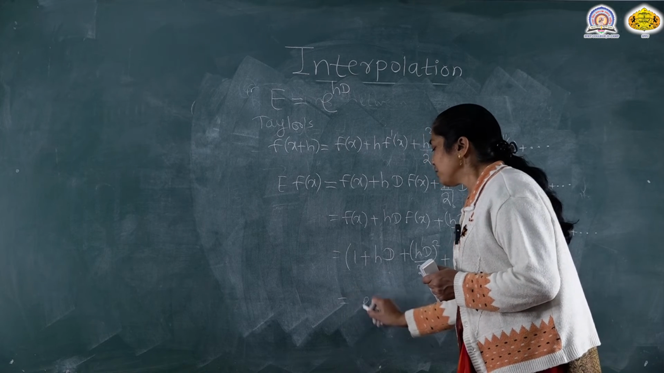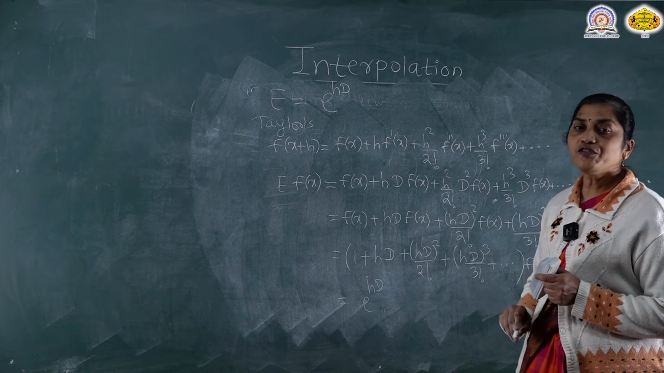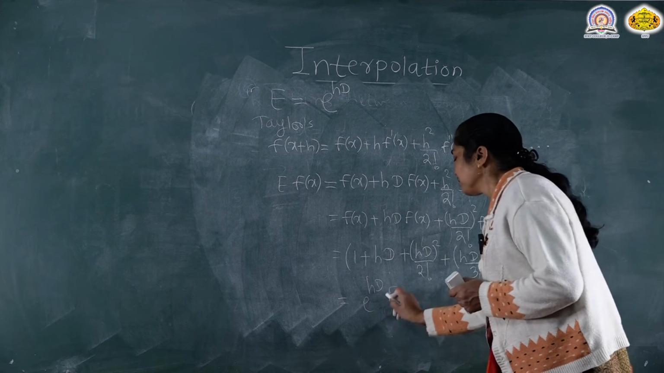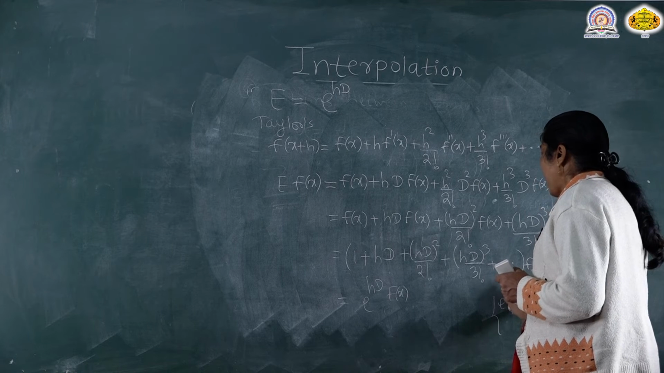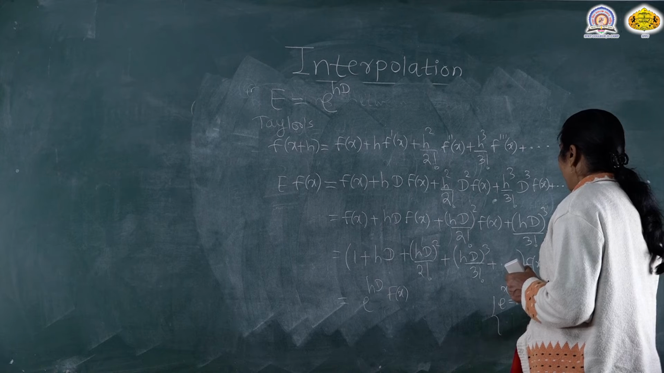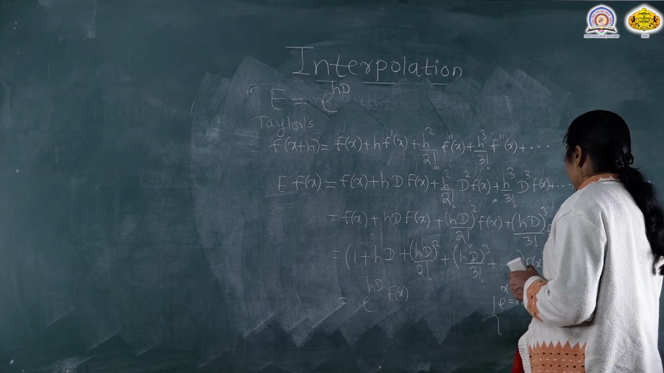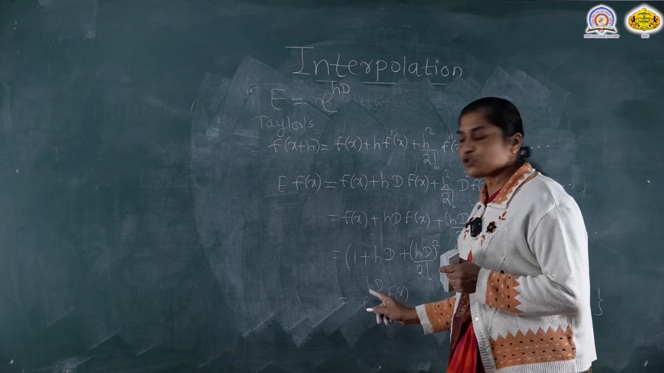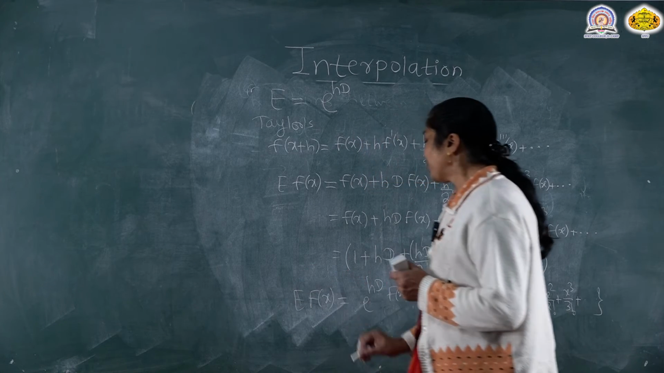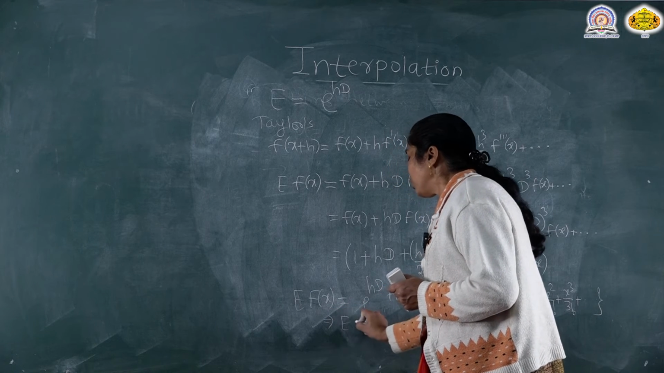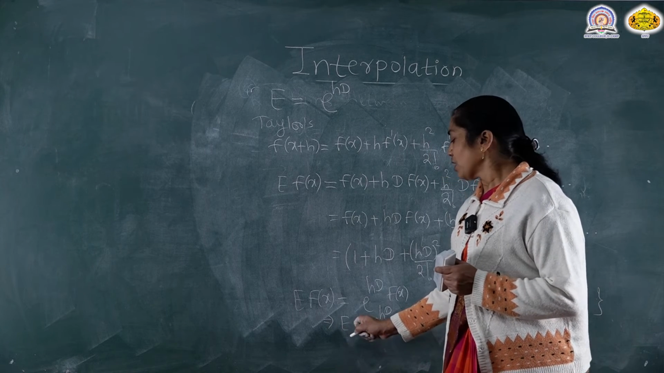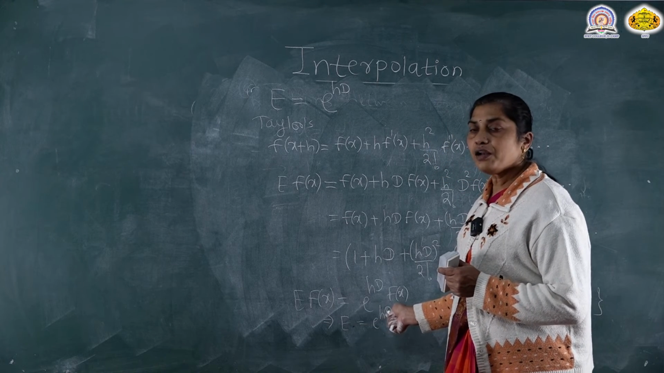And what is it? It is nothing but e raised to hD. We know the standard formula for e raised to x: e raised to x is equal to 1 plus x plus x square by 2 factorial plus x cube by 3 factorial, and so on. So using this, we get e raised to hD of f(x). So we have E f(x) is equal to e raised to hD of f(x). This implies that E is equal to e raised to hD. So this gives the relation between the shift operator E and the differential operator D.